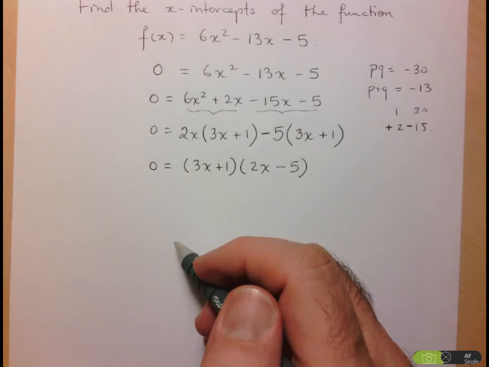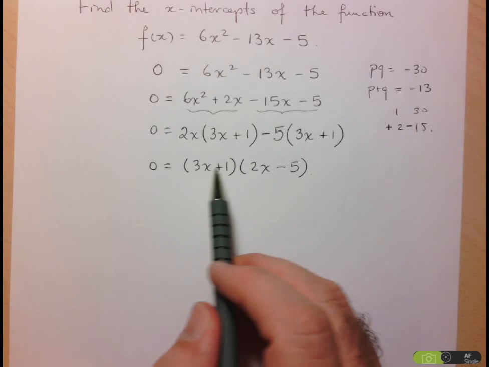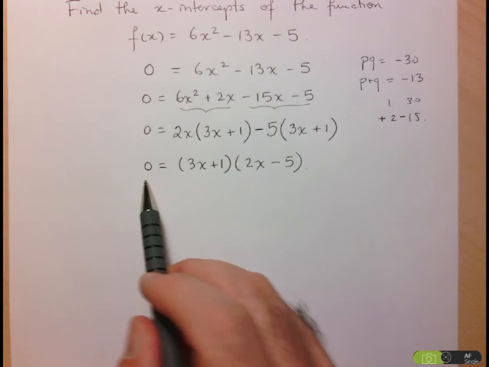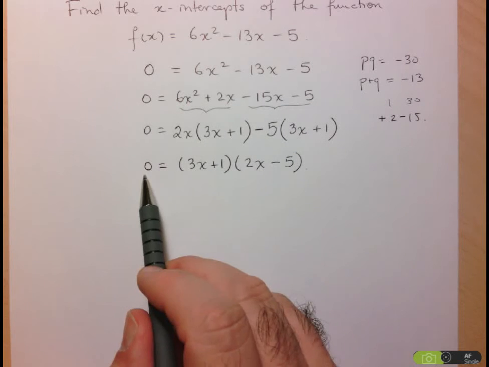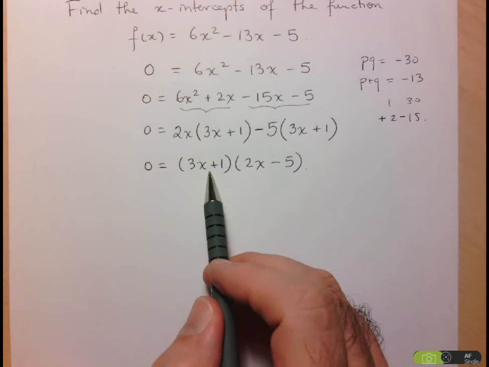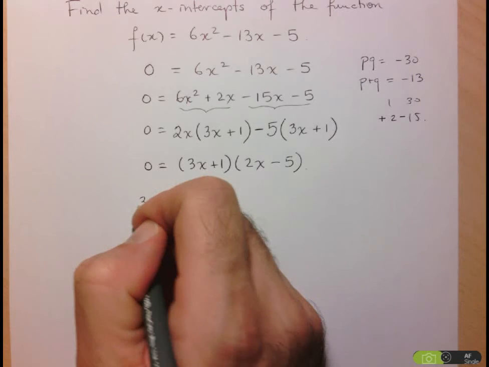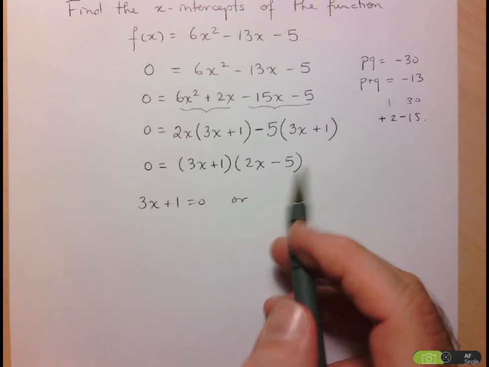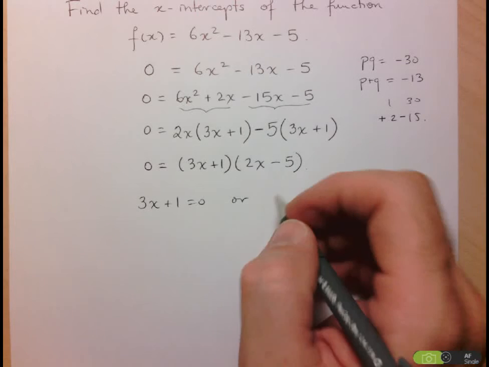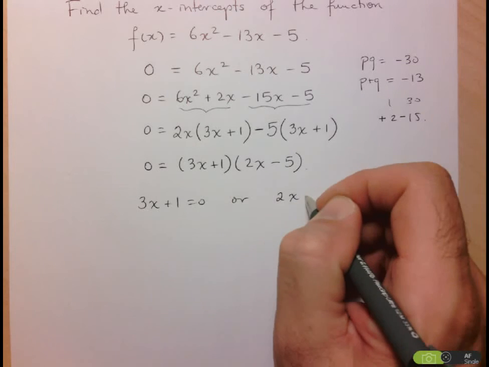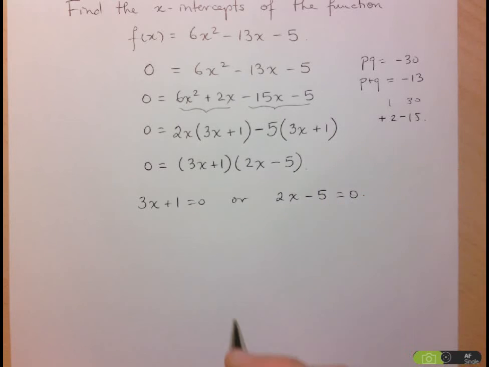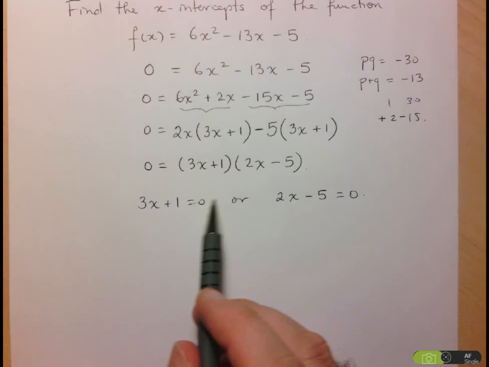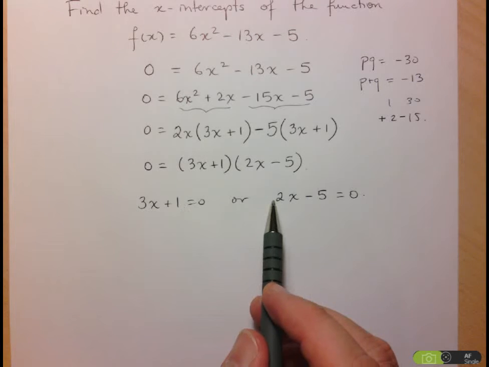Why that's important is because now I have two expressions that multiply to 0. And the principle we use here is that if two expressions multiply to 0, either the first has to be equal to 0, so that's one possibility, or the other possibility is that the second one has to be equal to 0. So 2x minus 5 must be equal to 0. Okay? And now we can, in each of these, solve to find the actual x-intercept.